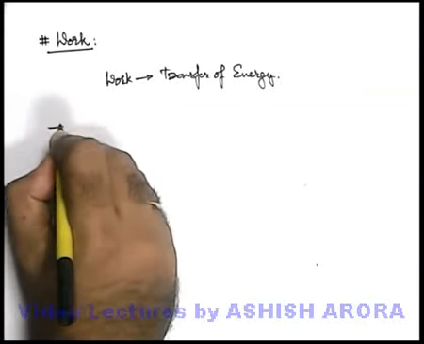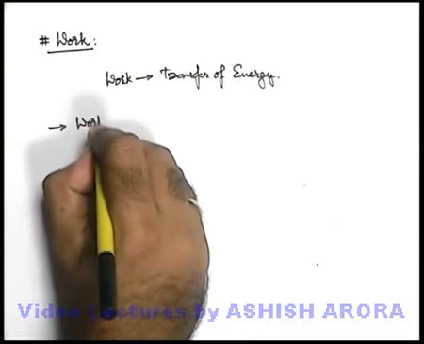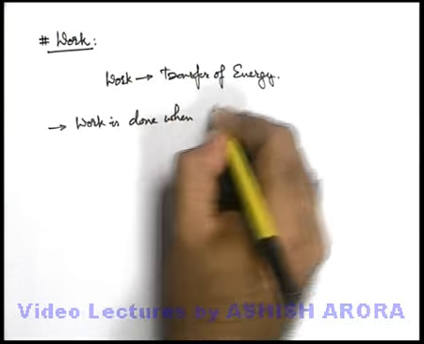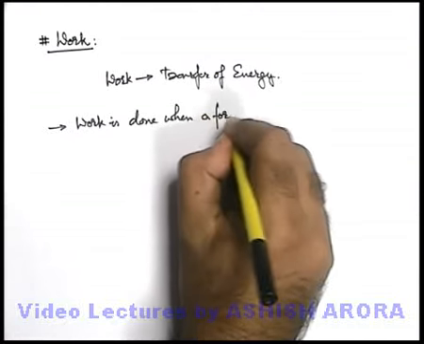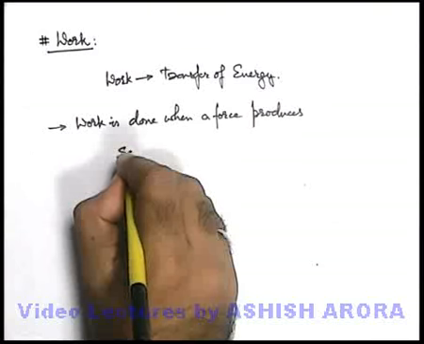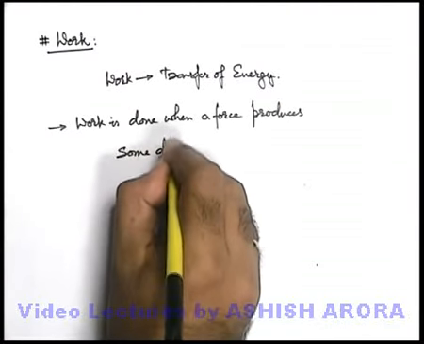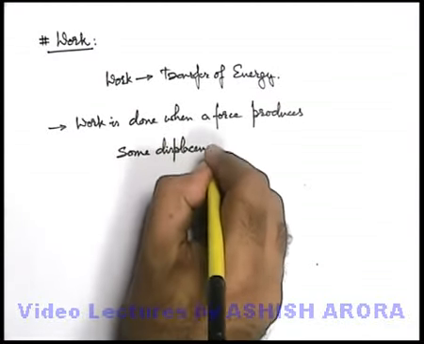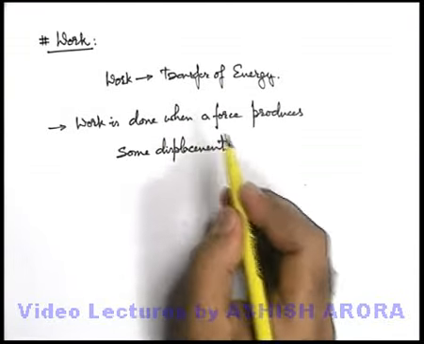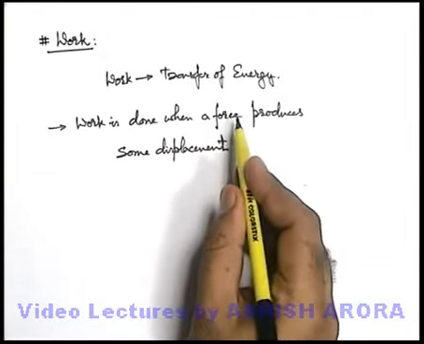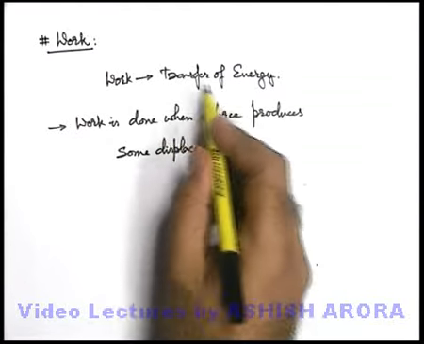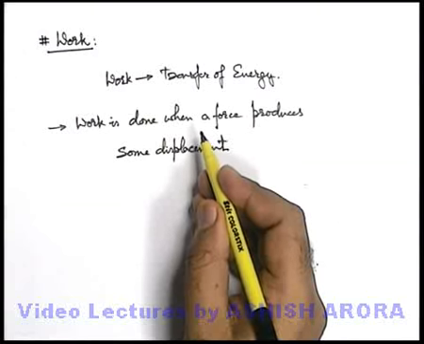We can simply write one thing about work. Work is done when a force produces some displacement. Say, for example, a force is applied on a body, and if the force is able to produce some displacement in the body, we say work is done, or we can say in that case energy is transferred.